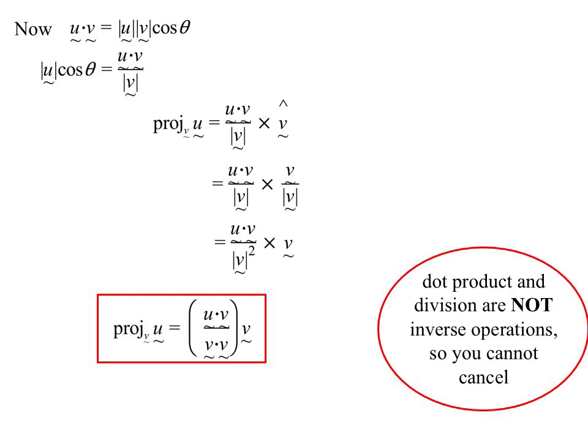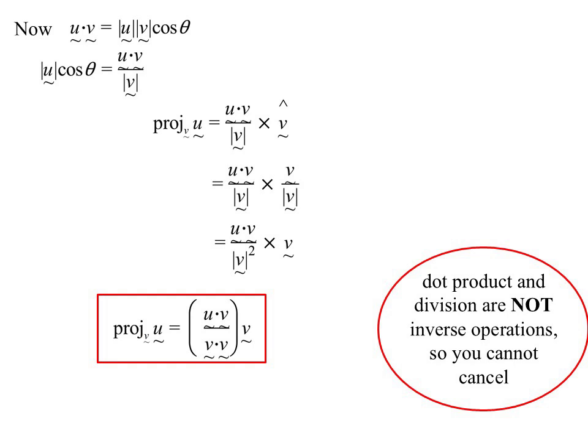But as I was saying, you can't cancel, because remember, the dot product is not multiplication, so its inverse is not division. I can't cancel this vector v into the magnitude of v squared. They are different terms. One is v, the vector, one is the magnitude of v. They are different. One's a scalar, one's a vector.